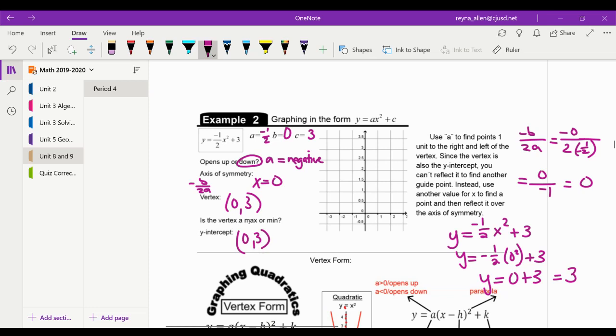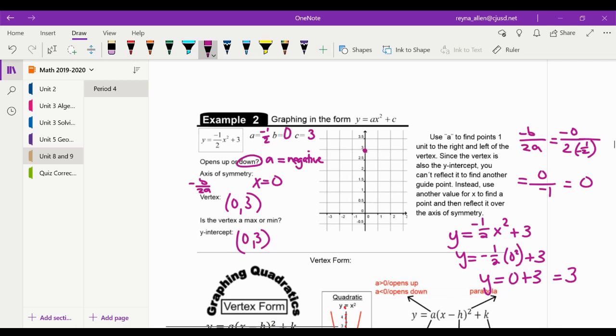And then we say, is this vertex a min or a max? Well, if we draw it, we have a vertex of 0 and 3. It is negative, it is going to open down. And then we use a to find 1 points left and right of the vertex. Since the vertex is also the y-intercept, you can't reflect it across another to guide you. Instead, find another value for your x and then reflect it over the axis of symmetry.